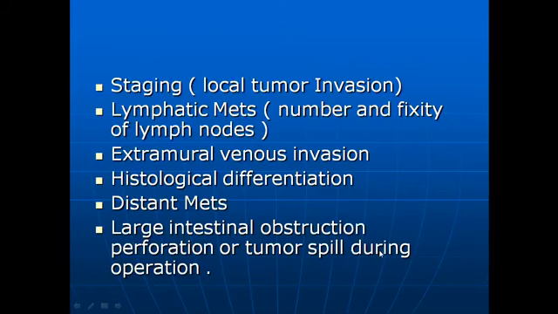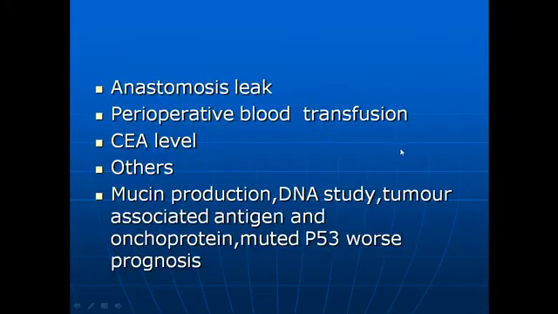Large intestinal obstruction, perforation, or tumor spilling during the operation. What I mean here is, if the patient presents with intestinal obstruction or perforation, or there is tumor spilling during operation, these are bad prognostic factors. The prognosis will not be very good. Another important thing is the anastomotic leak. If after operation the patient has an anastomotic leak, the prognosis is definitely bad.